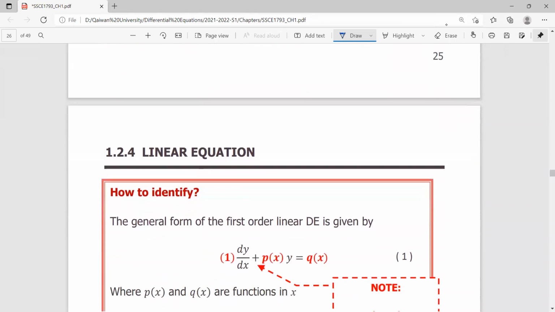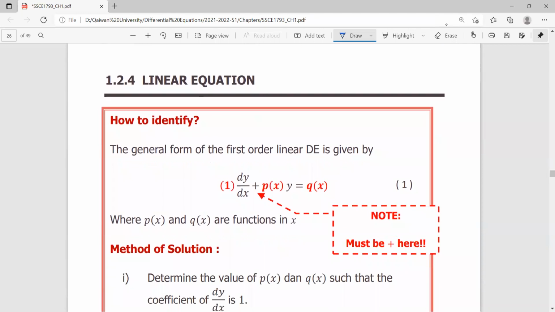Now we have linear equation. Recognizing linear equation is so easy. Here we say if the equation is on this form, we say it's linear. If we have dy by dx plus p of x, a function of x multiplied by y, and in the right hand side, you have only a function of x. This is a linear differential equation.